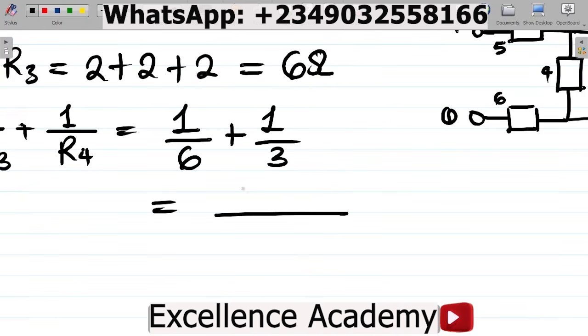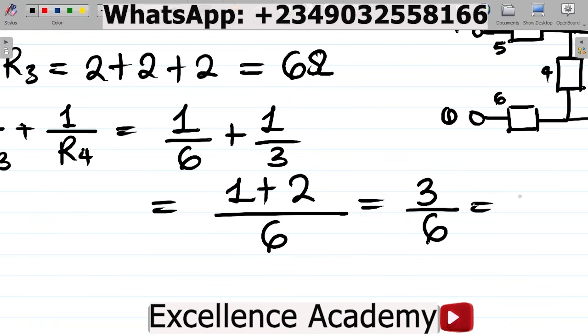This is equal to, if I take LCM, the LCM here is 6. Now 6 divided by 6 is 1. 1 times numerator, 1 times 1 gives you 1. So I have 1 plus 6 divided by 3, that gives you 2. 2 times numerator, 2 times 1 gives you 2. If I add this, 1 plus 2 gives you 3 all over 6. Reduce to lowest term, it becomes 1 all over 2.